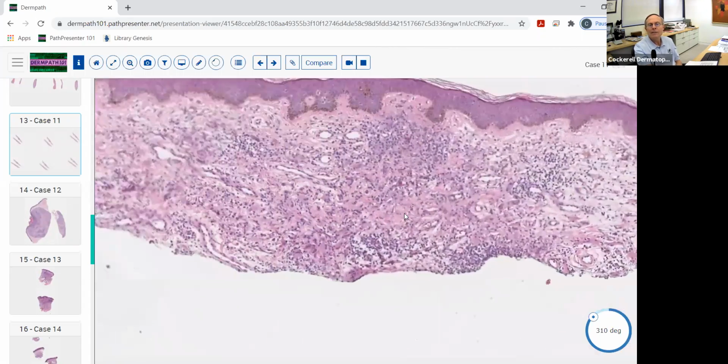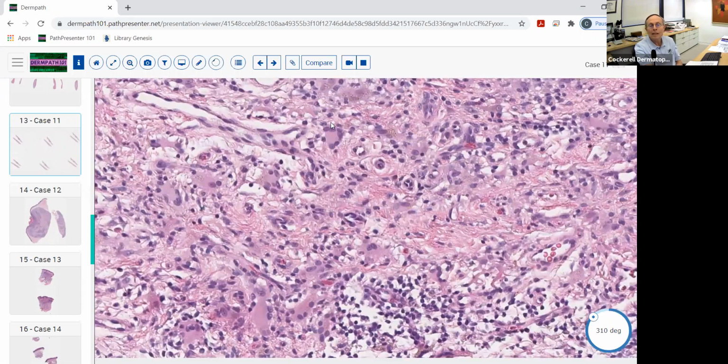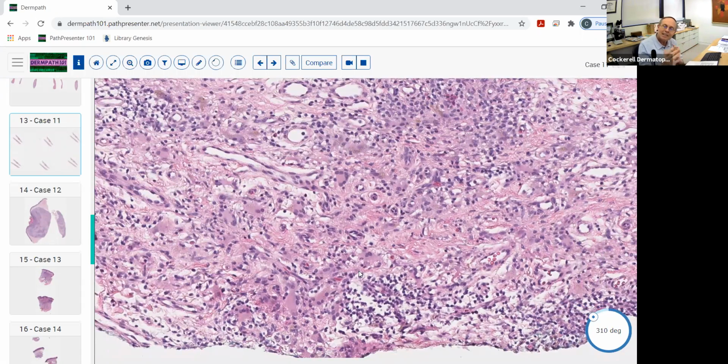And kind of the key to the diagnosis is recognizing the vascular component. It almost looks like a hemangioma here. And then you start noticing these multinucleated histiocyte cells associated with that. So if you see what looks like an angioma plus multinucleated histiocytes, think about this multinucleate cell angiohistiocytoma. Pretty rare entity.